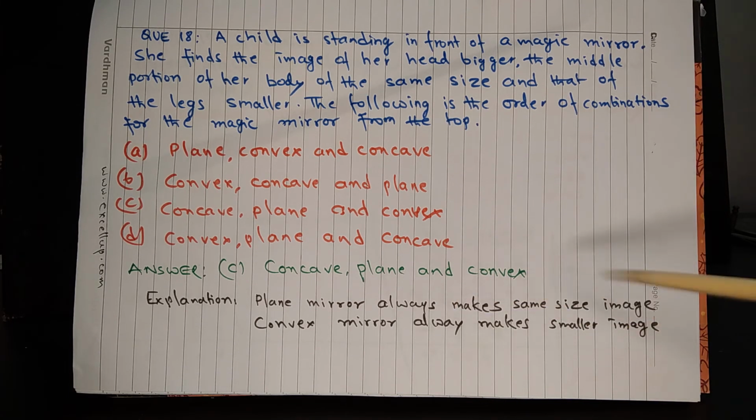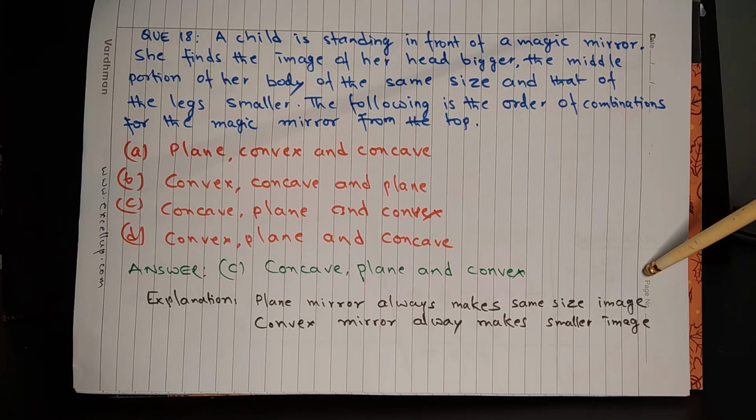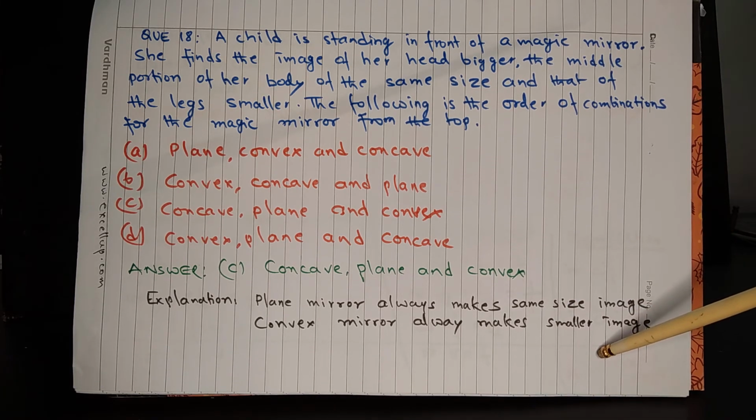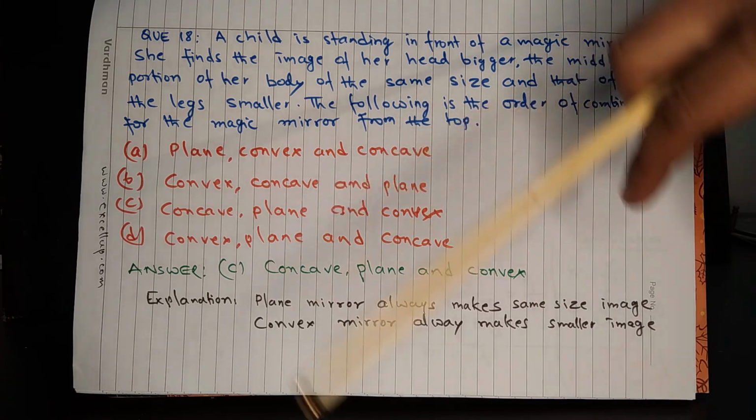We know that a plane mirror always makes an image of the same size as the object, and in case of a convex mirror, the image is smaller than the object. So that is why the middle portion is a plane mirror, the bottom is a convex mirror, and the top portion is a concave mirror.